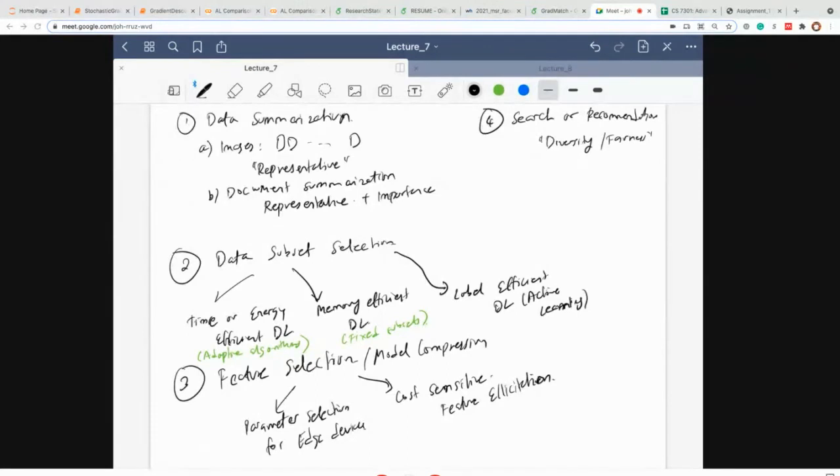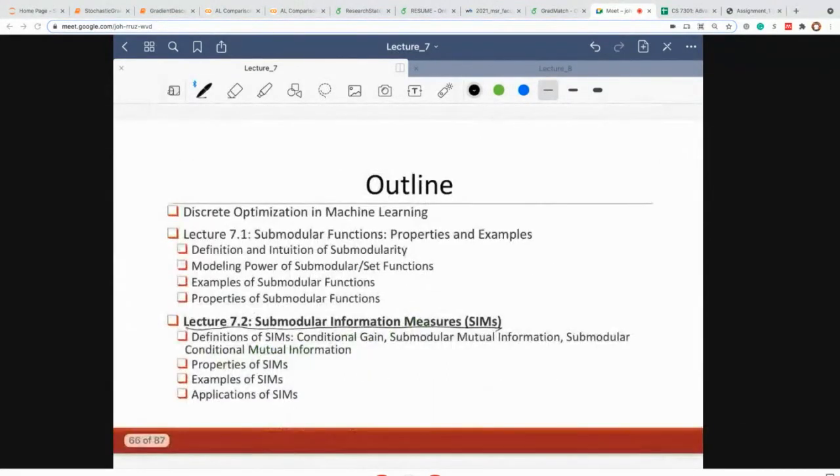But yeah, this is the broad spectrum, right? And now in this part, I'll actually talk about a very recent yet very exciting sub area within submodularity. Again, talking about it from a modeling perspective, which I call submodular information measures. And this is not new.